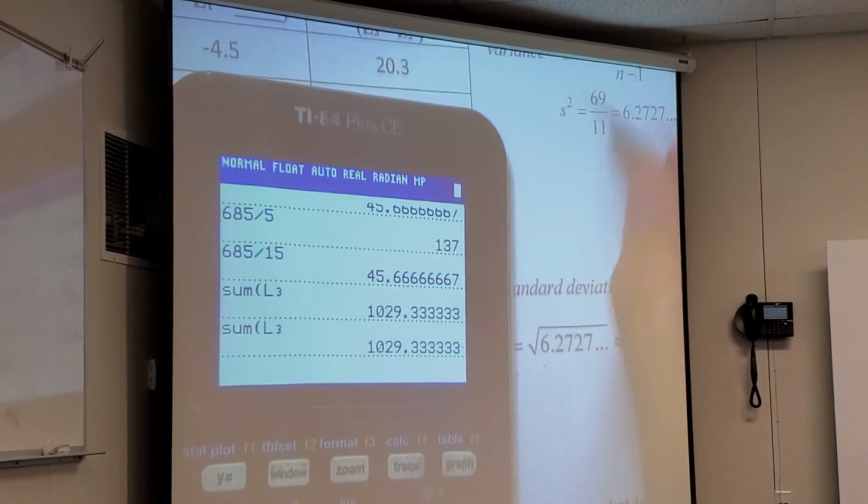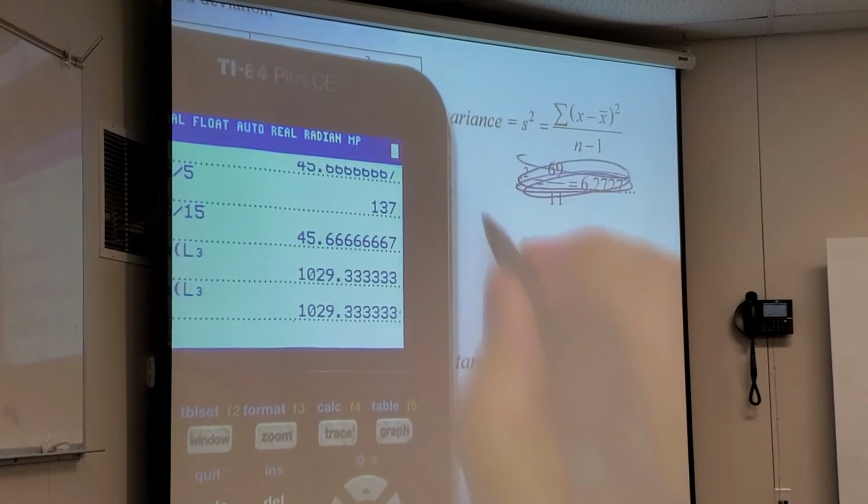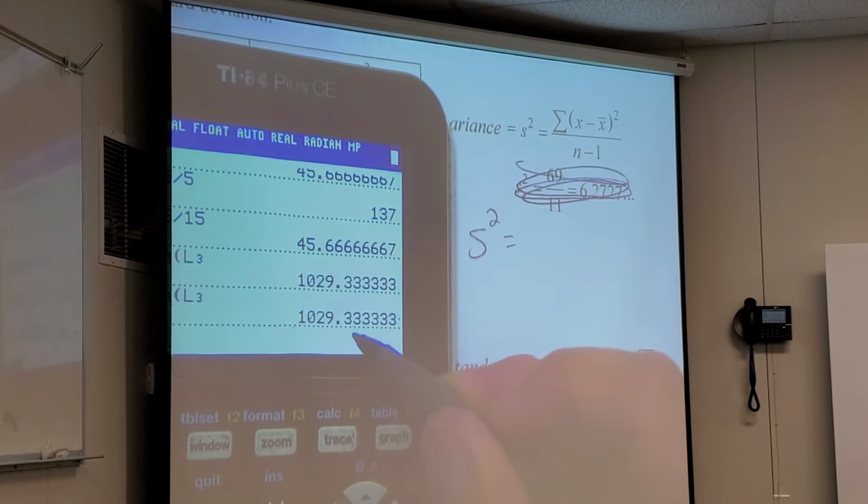All right, get out of here. Let's hijack this paper here. So how do I set this formula up? What goes on the top? Yeah, this. What is this? What does it represent?